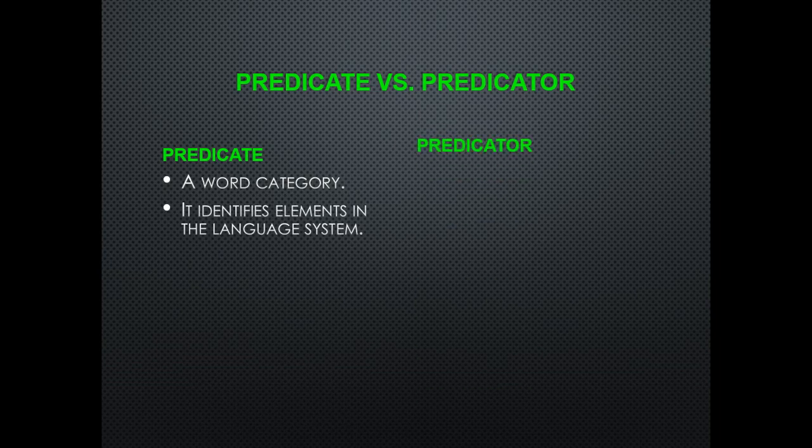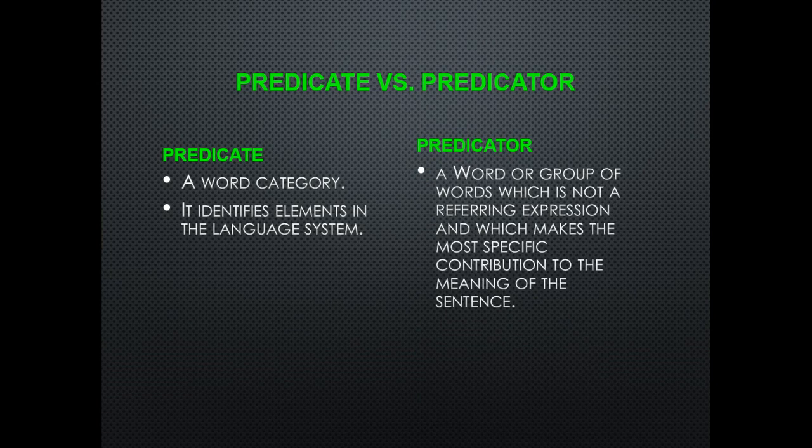And then we have the predicator. And the predicator is a group or group of words which is not a referring expression. Remember that when analyzing the sentences, I told you that in order to identify the predicate of the sentence, we should identify first the referring expressions. Once we can strip them away, we have our predicator in the sentence standing alone, let's say. So a word or group of words which is not a referring expression and which makes the most specific contribution to the meaning of the sentence.